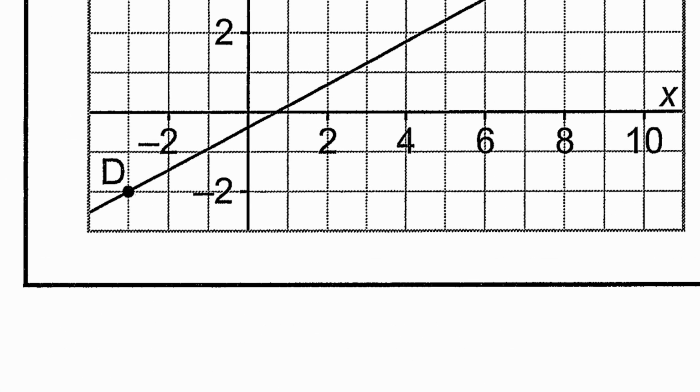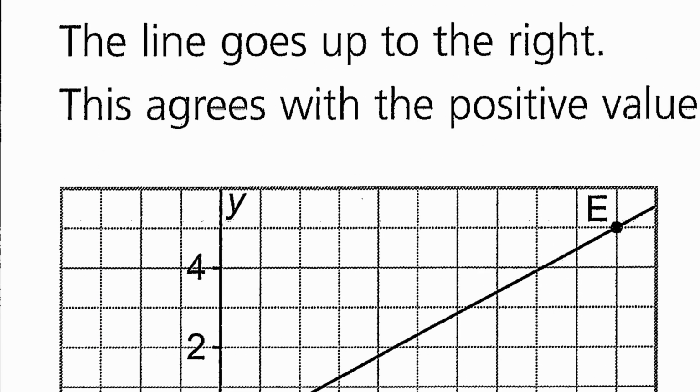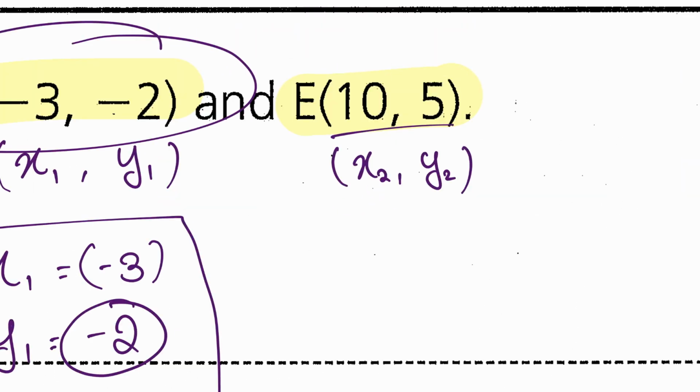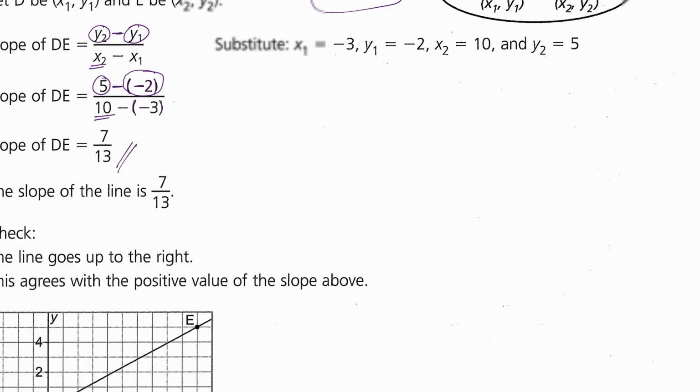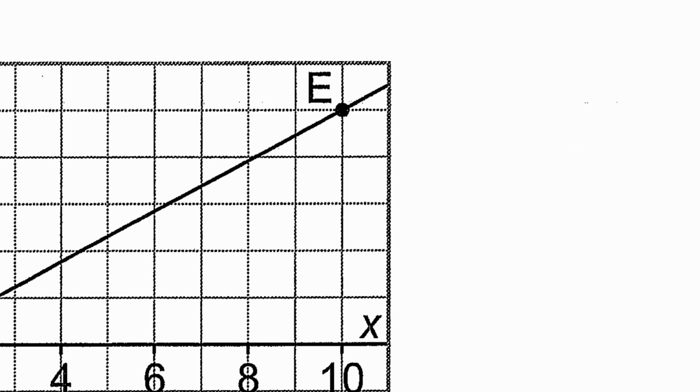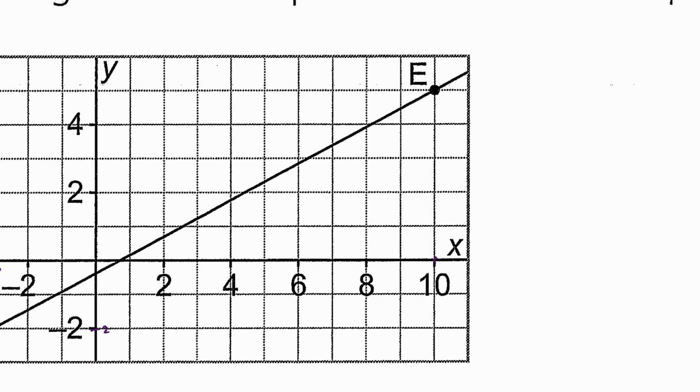So I am plotting the coordinates -3, -2. The x value is -3. This is -3. And this is -2. So this is my first coordinate. And the second coordinate is 10, 5. Going to the grid again. x value 10, y value 5.